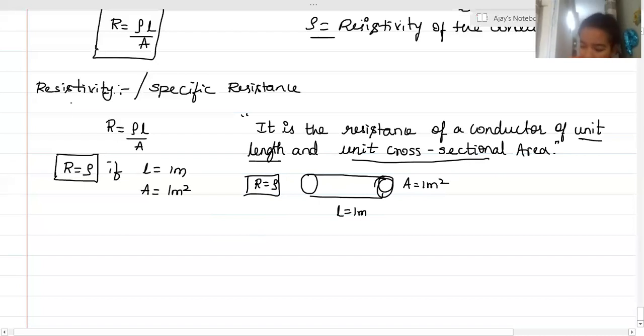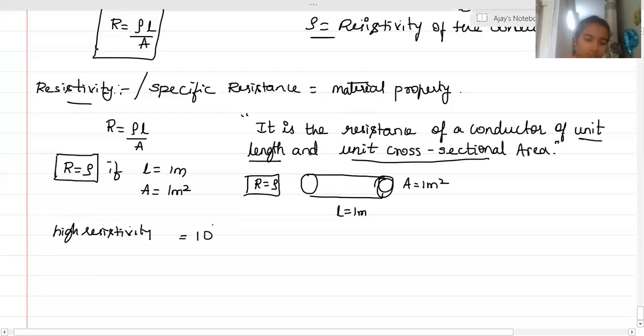And resistivity, specific resistance, is a material property. That means, for example, it is the same for any given material. Here, for materials, resistivity is there. So we have high resistivity in the order of 10 to the power of 12 to 10 to the power of 17 ohm meter, and we have low resistivity also. It ranges from 10 to the power of -8 to 10 to the power of -6 ohm meter.